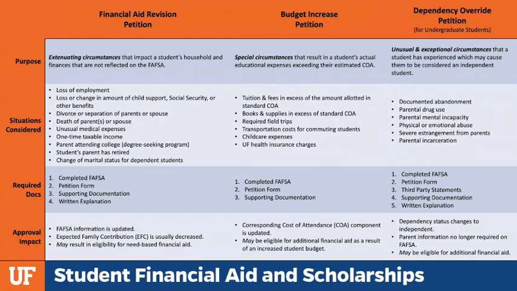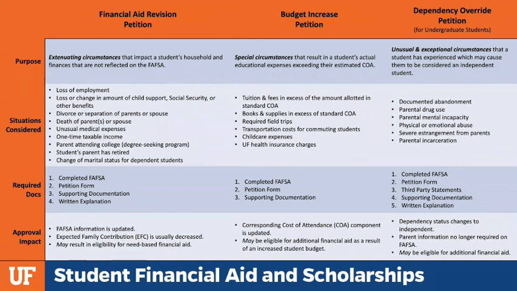If you are completing the Budget Increase Petition, you are completing it because you have a special circumstance that resulted in your actual educational expenses exceeding your estimated cost of attendance. Some situations that are considered include the tuition and fees in excess of the amount of allotted standard cost of attendance, your books and supplies in excess of the standard cost of attendance, required field trips, transportation costs for commuting students, childcare expenses, or UF health insurance charges.